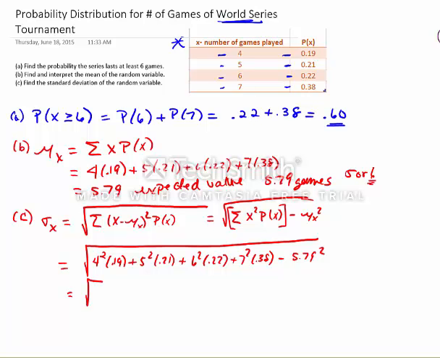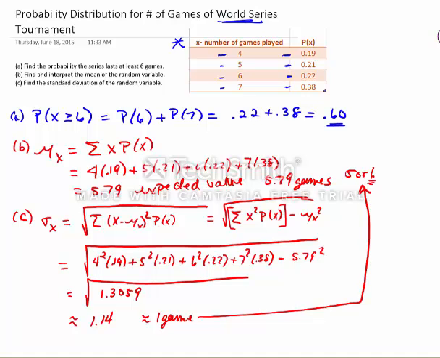Following the order of operations, exponents, multiplication, and then the addition and subtraction, underneath the square root we get 1.3059, making the standard deviation approximately 1.14. This represents the number of games that we expect the series to vary by, about 1 game. So, on average, every time a series is played, we expect those series to last 5 or 6 games, and we know that there's some variation in that of about 1 game.